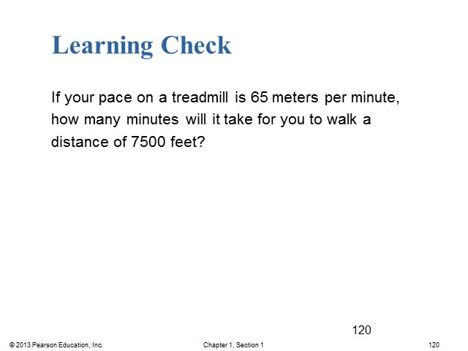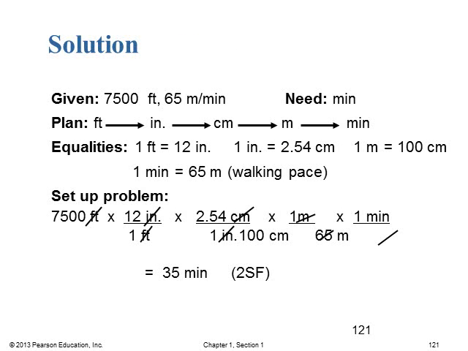Another one. If your pace on a treadmill is 65 meters per minute, how many minutes will it take for you to walk a distance of 7,500 feet? So here they're giving you the conversion factor. All right, so 65 meters per minute. That's where this one plays a little bit different than the others. So you want to walk 7,500 feet, and you're at a pace of 65 meters per minute, and you need to get to how many minutes you are going to require.